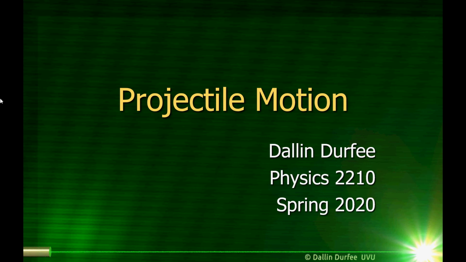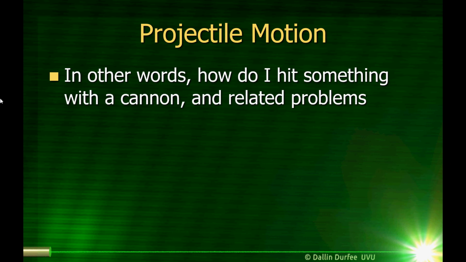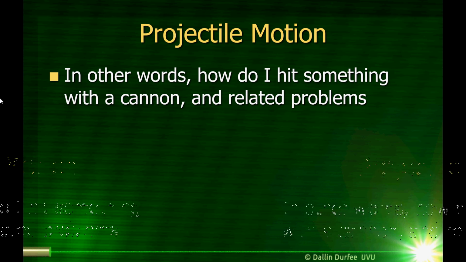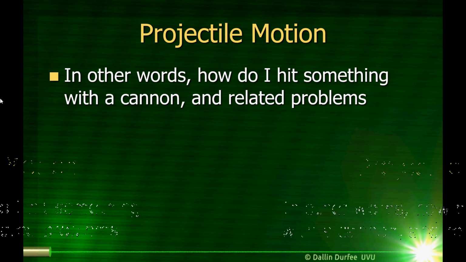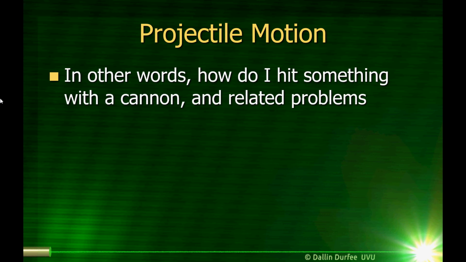All right, today we get to talk about projectile motion. So, in other words, how do I hit something with a cannon and related problems? Projectile motion is just a constant acceleration problem like we've done before, but now in addition to having constant acceleration in one direction, we're going to allow things to also move with zero acceleration in other dimensions.